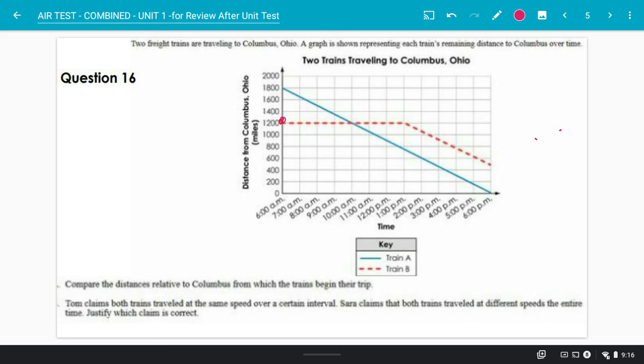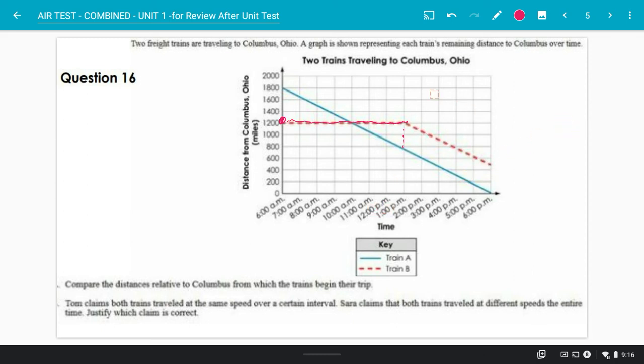All right, let's look at train B. How far away is train B? 1,200 miles. What's it doing right here? It's still in the station. It hasn't even moved yet. It doesn't even leave till when? It doesn't even start moving until 1 p.m. Now, once it starts moving, what happens? It has a constant rate of change, right?